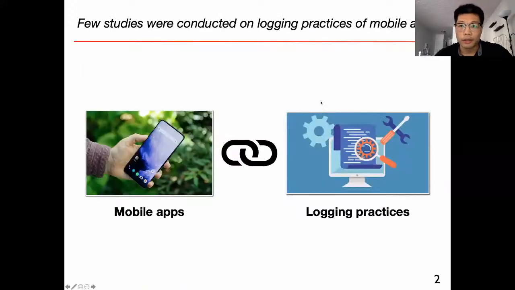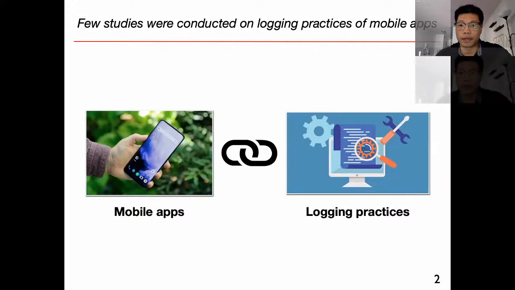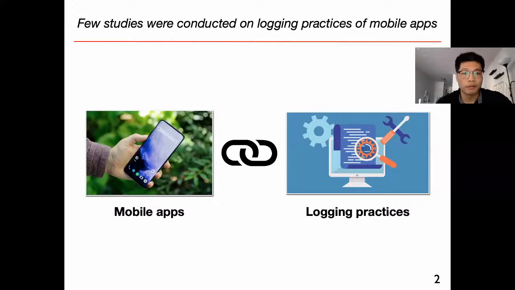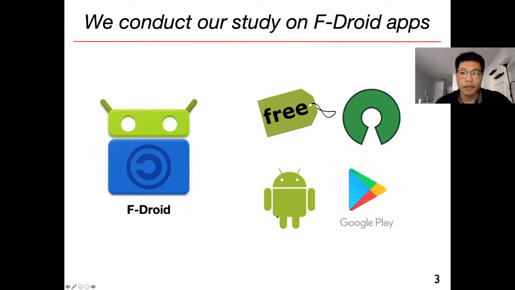Logging is very important in software systems. Extensive prior studies were conducted on the characteristics of logging practices in servers and desktop applications. However, there exist few studies on logging practices of mobile apps. So in our research, we want to study the logging practices in mobile apps. We conduct our study on around 1,400 Android apps from F-Droid. F-Droid is a software repository for free and open source Android apps. Many apps in F-Droid are actively maintained and also published to the Google Play Store.